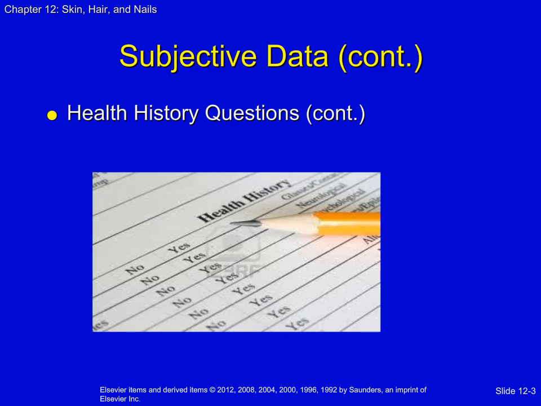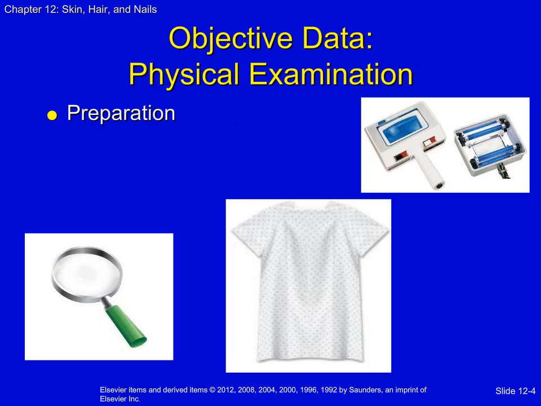Additional subjective data includes questioning the patient about recent hair loss, change in the color or shape of their nails. Have their nails become increasingly brittle? Ask the patient about exposure to environmental or occupational hazards, and question the patient about self-care behaviors related to their skin.